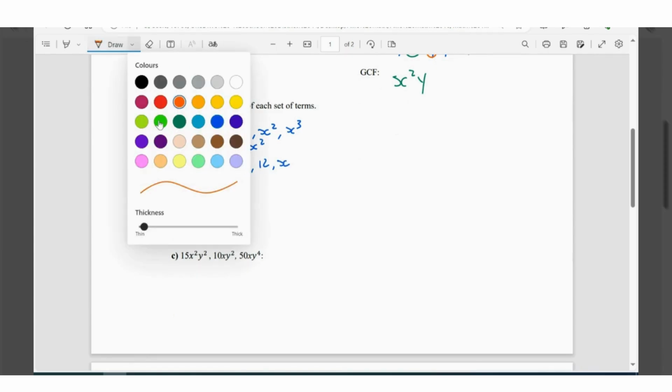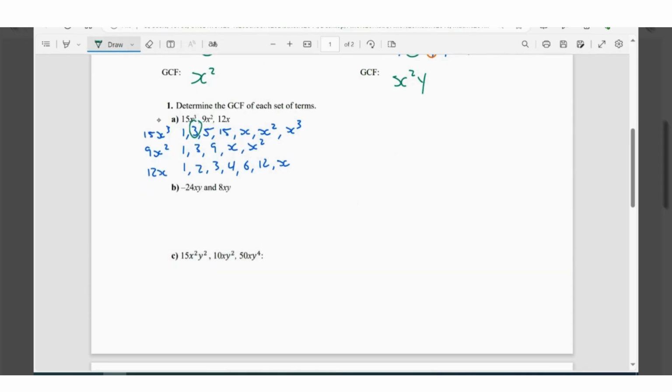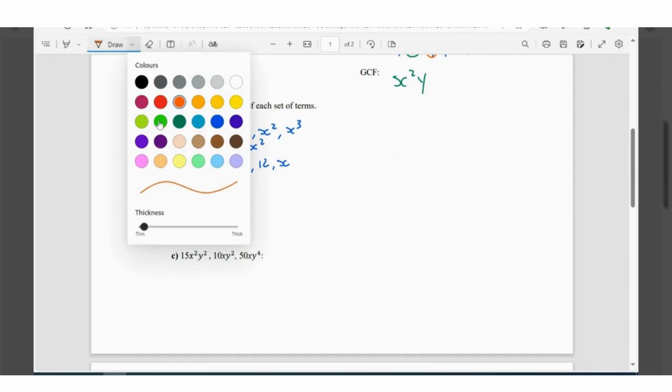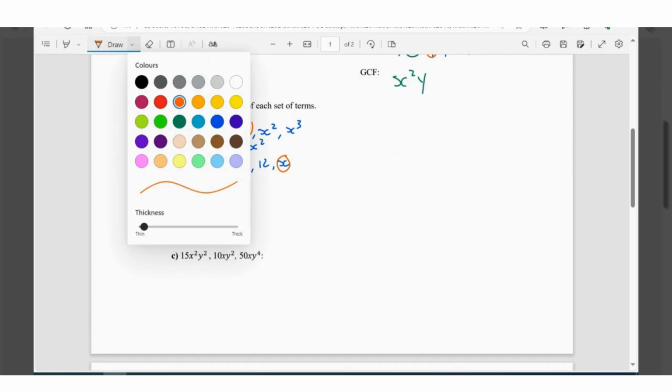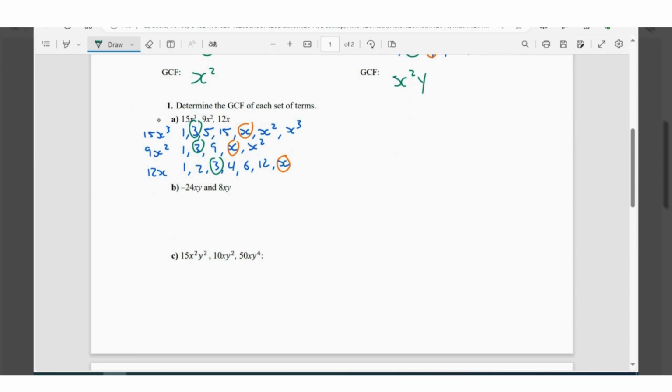And now we're going to find what's the biggest one of all of these. So it looks like for the numbers, we got a 3 and a 3 and a 3. And for our x's, looks like x is the biggest. And so now we can combine this. The greatest common factor of these three monomials is 3x.